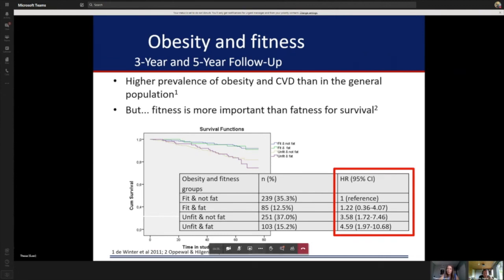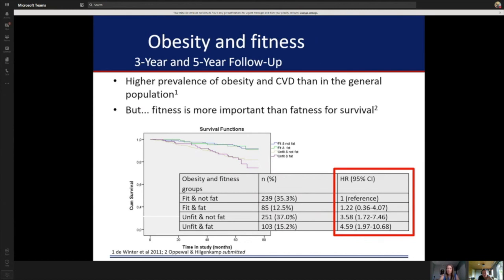And you see that the two top groups, the fit groups that are either fat or not fat, hardly have a higher risk. So the hazard ratios in the last column are your risks of not surviving the next 5 years. So the risk for the fit and not fat group is 1, so that's the baseline, that's the control condition, and anything over 1 is a higher risk of not surviving those 5 years. So the fit and fat group does have a slightly higher risk, but if you look at the unfit groups, both of them have a dramatically increased risk of not surviving those years.